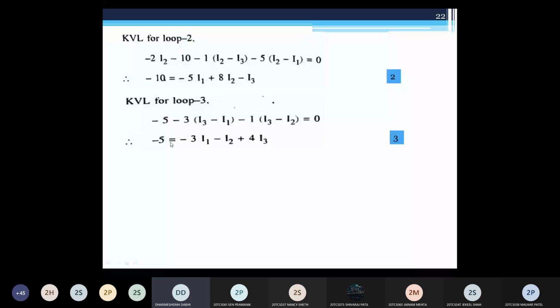Same way for loop 3, you can also take this 5 positive. So the rest of this sign on the right hand side becomes exactly inverse. So 5 is equal to 3i1 plus i2 minus 4i3, like this way.